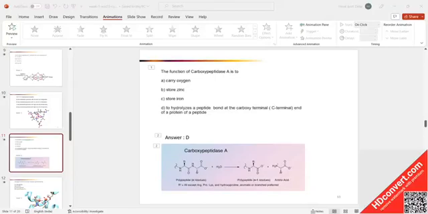The storage of iron in the human body is carried out by what? It is about the human body.